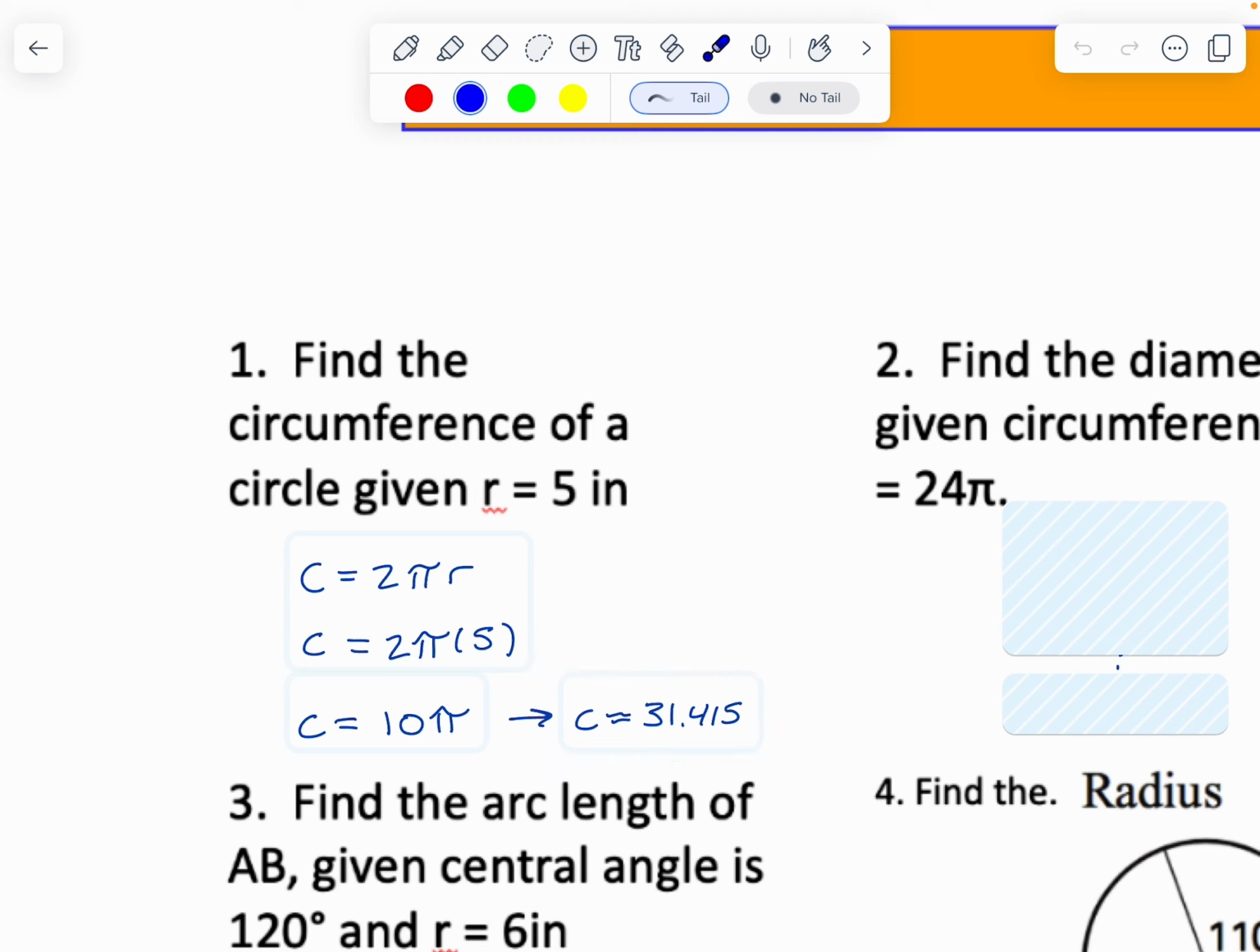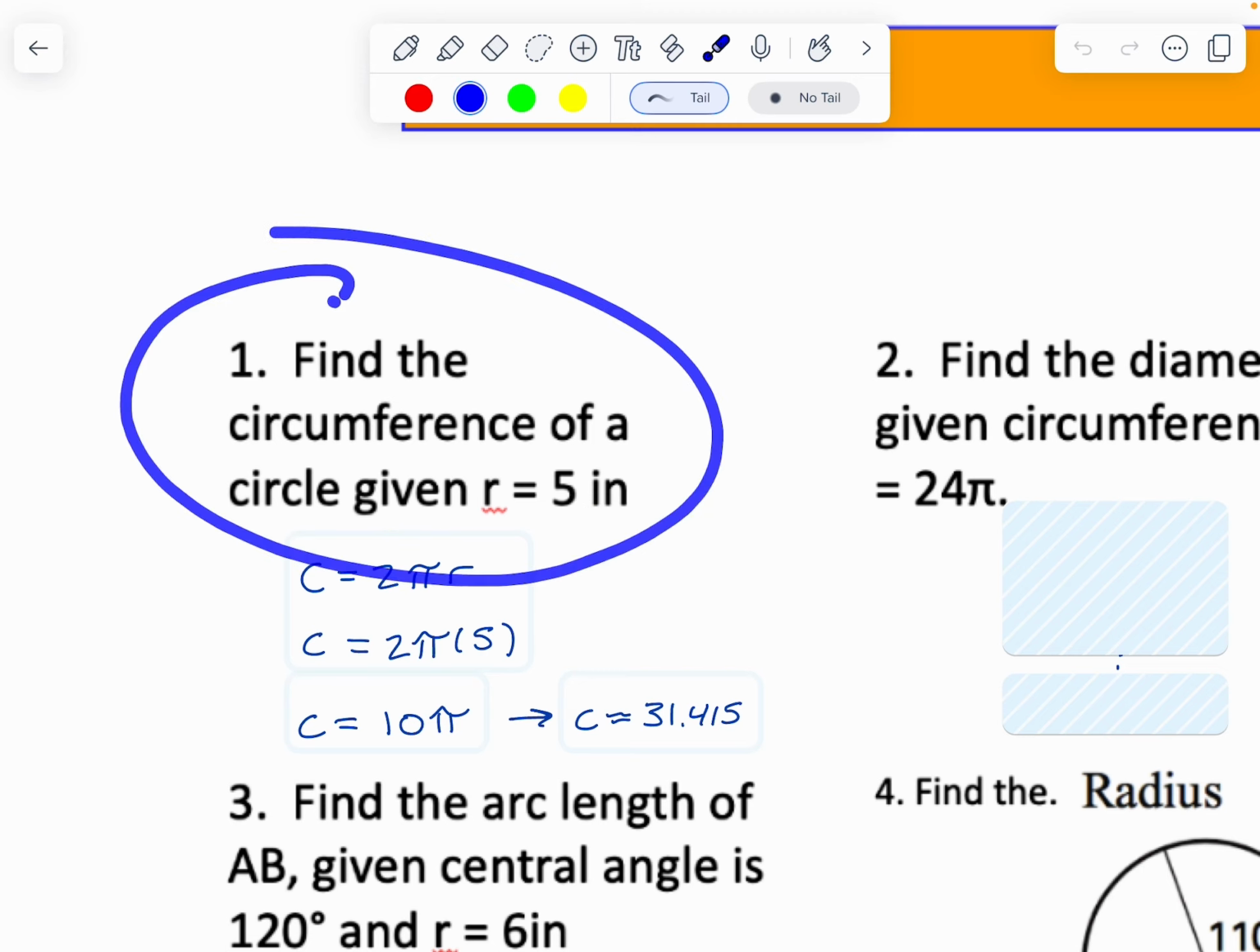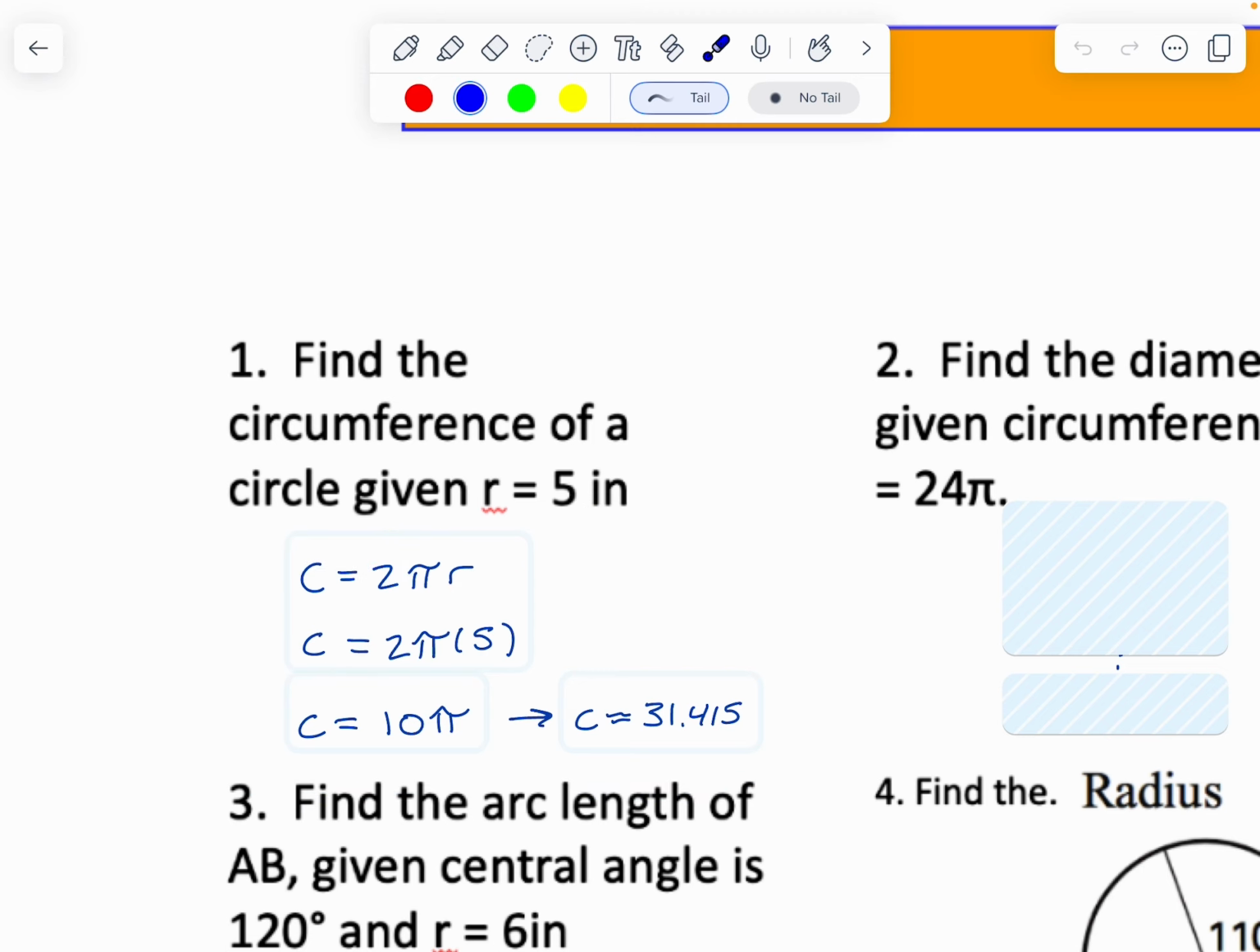Now, right now, this doesn't specify, so you should be giving both. So if you just threw this into your calculator, got 31.415 and called it a day, this doesn't specify. Give me both of them. Don't just give me one.